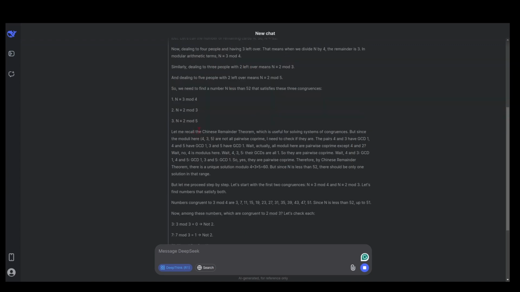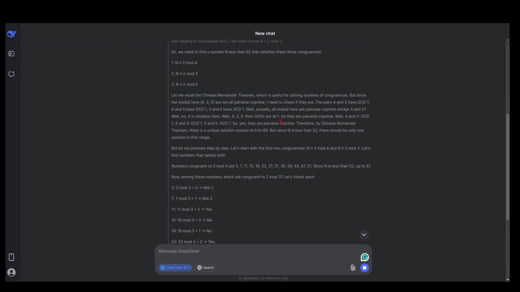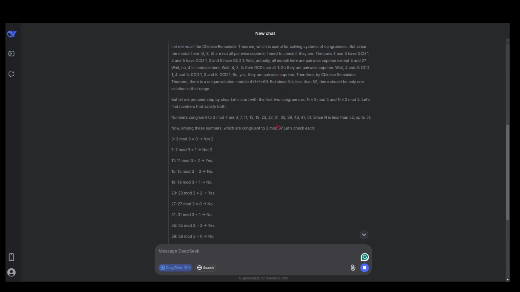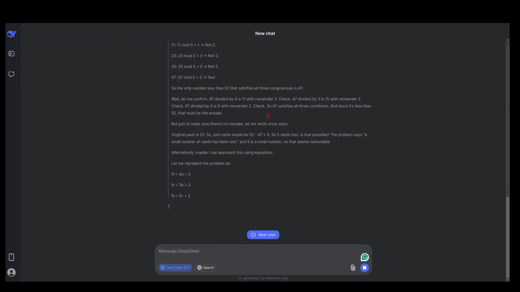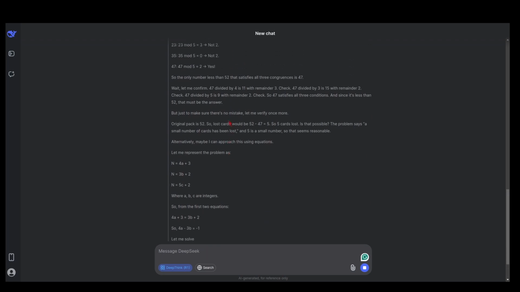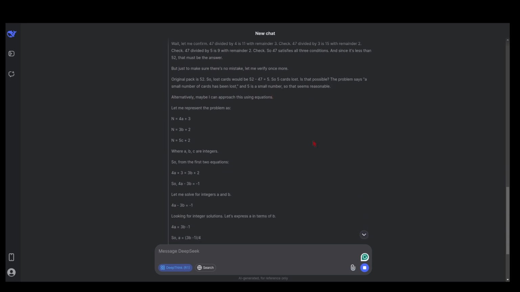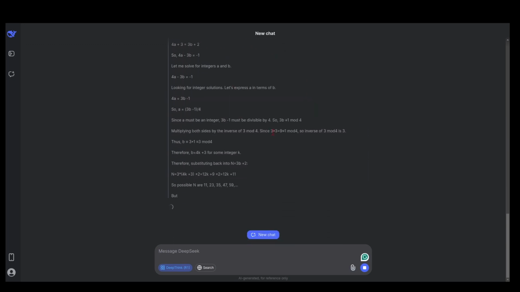So OpenAI never did that, but here it's printing. Let me recall Chinese remainder theorem, which is useful for solving systems of congruences. Now, among these numbers, which are congruent to 2 mod 3, let's check each, and so on. So once again, we have alternative kicking in. Alternatively, maybe I can approach this using equations. Then it's solving using equations.